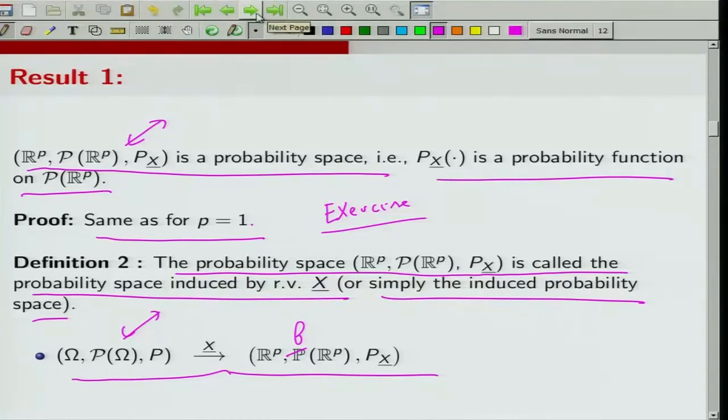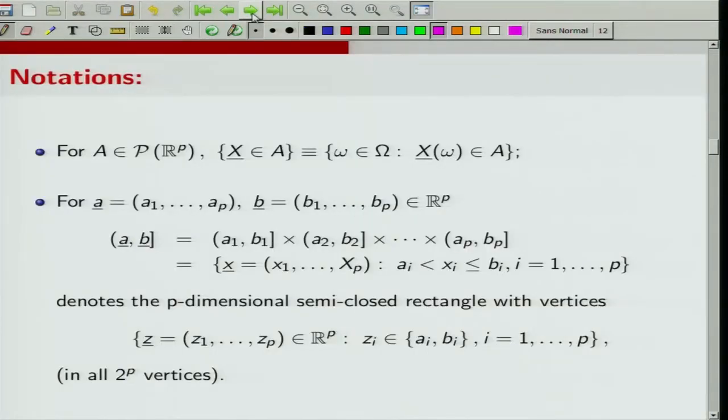So, things done for the univariate case have been extended in an obvious manner to the p-dimensional case. Now, let me introduce some notation. For any subset A of R^p, X belonging to A means the collection of all those omega such that X(omega) is in A. So, that means all those outcomes which are mapped to A.